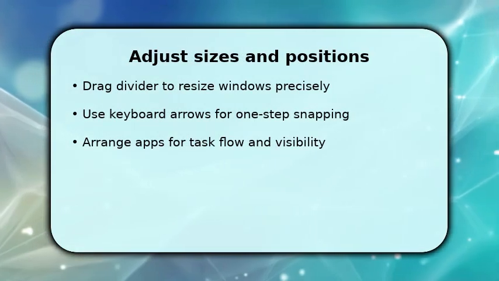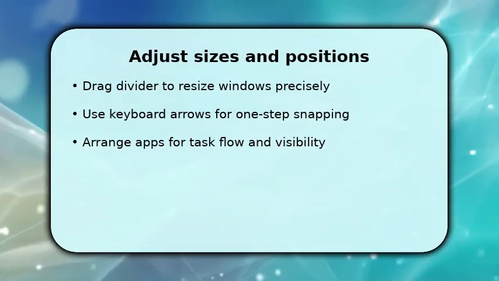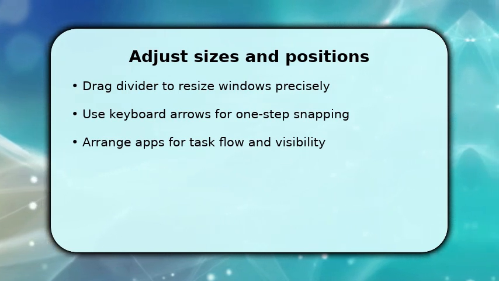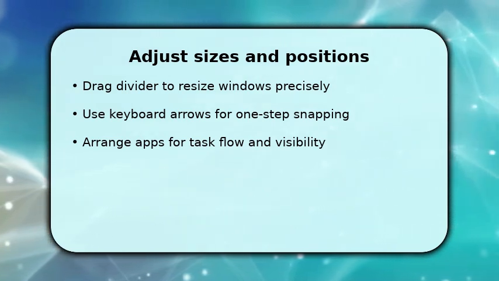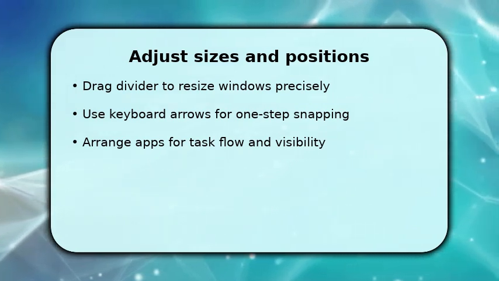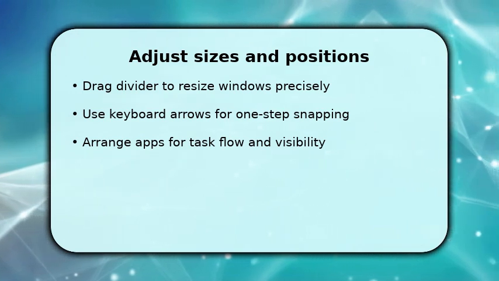You can hover the divider between snapped windows and drag to change the proportion, or on Windows press Windows key plus up/down to move into quadrants. This matters because different tasks need different space. For example, reference material needs less width than an editor.